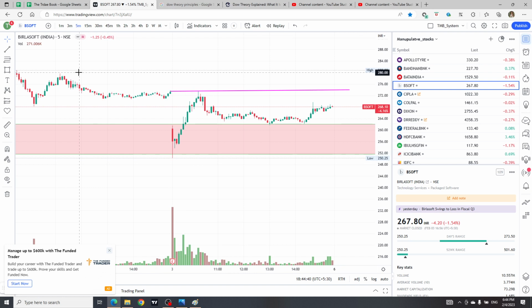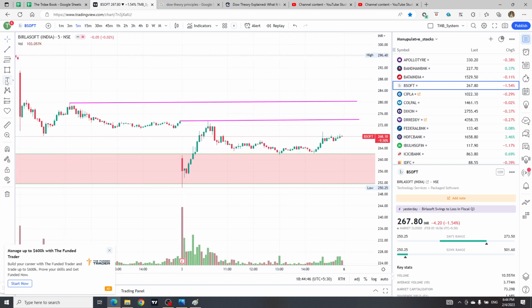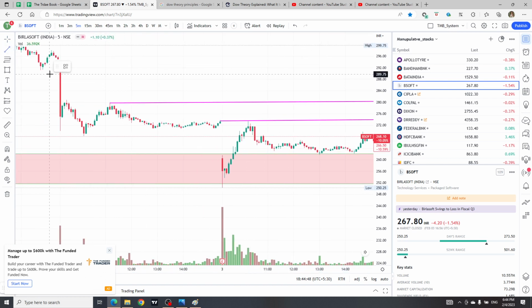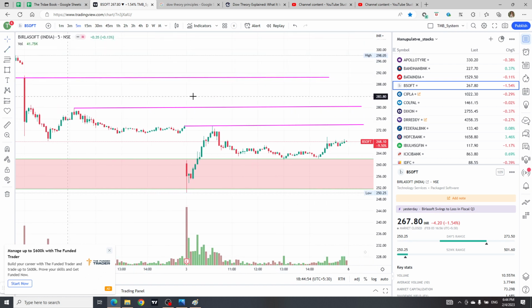Till what price is there a probability? It may go till this point, the 280 levels. Then it will go till this point. Then here huge sellers might be there. So once it reaches here, there could be some decline, some profit booking.